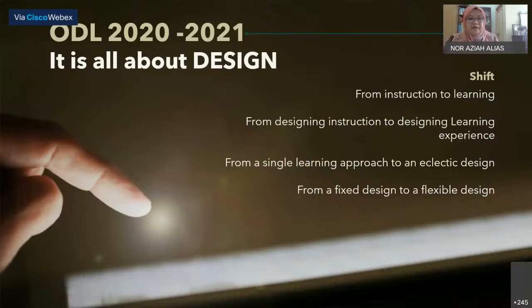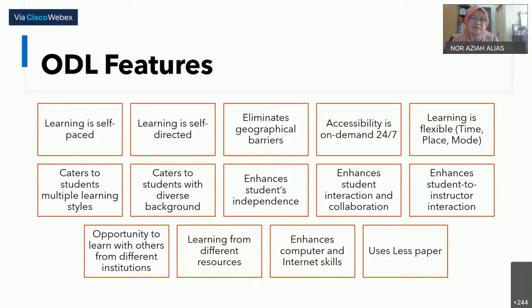So I'm sorry, that was quite a long intro. We all know this. I do not have to go through all, but we should capitalize on a few, like enhancing students' independence, interaction and collaboration, and this one, instructor interaction. So they feel like the instructor, the lecturer, is away, we don't have that feel. But actually, with technology, it can work. And technology doesn't mean Google Meet, WebEx all the time. It can be just as simple as Telegram or WhatsApp.